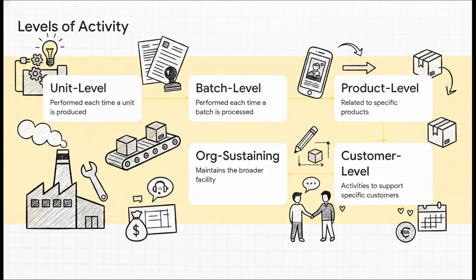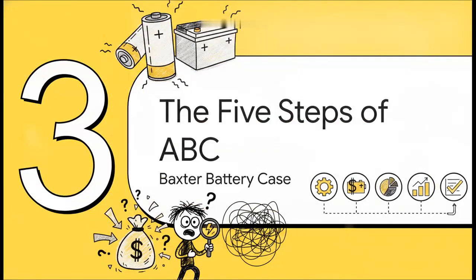Third, product-level activities. These relate to specific products, like a custom design. Fourth, customer-level activities, which are things done to support specific customers, like a sales call. And finally, organization-sustaining activities, which just maintain the broader facility. Moving right along to part 3, the 5 steps of ABC.